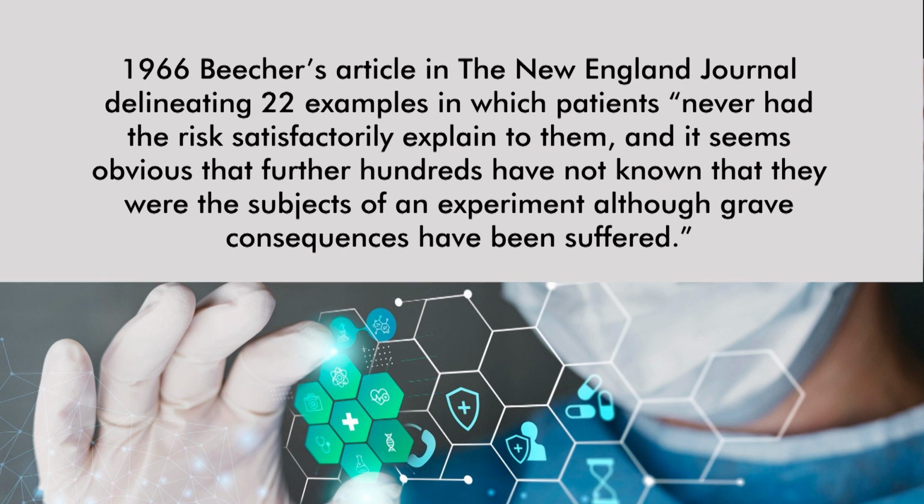In 1966, Beecher's article in the New England Journal delineated 22 examples in which patients never had the risk satisfactorily explained to them, and it seems obvious that further hundreds have not known that they were the subjects of an experiment. Although grave consequences have been suffered, Beecher's 22 examples included withholding antibiotics from men with rheumatic fever, injecting live cancer cells into nursing home patients, transplanting melanoma from daughter to mother who died about a year and a half later.